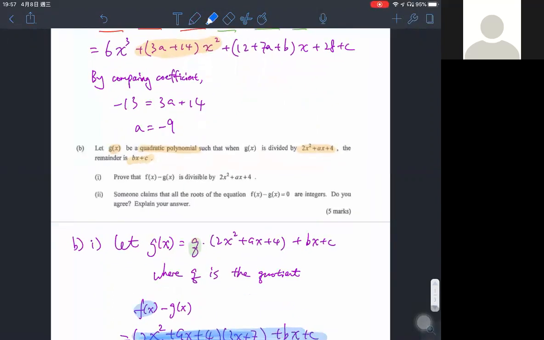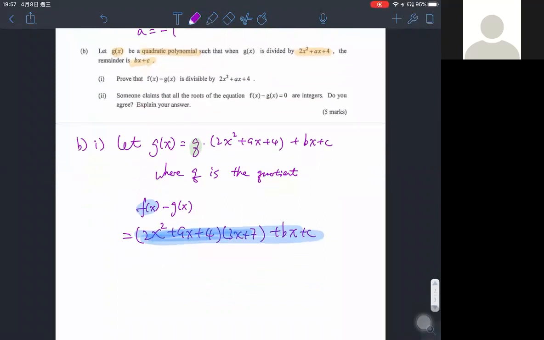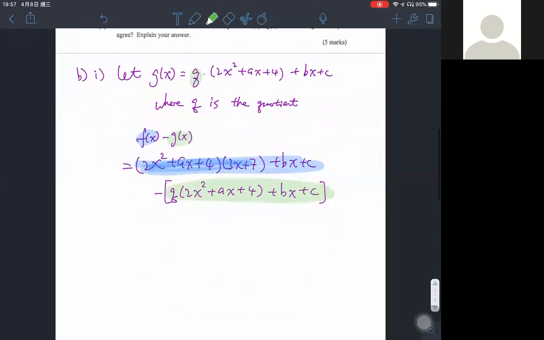Okay. However, I need to minus g(x). So minus the q times (2x squared plus ax plus 4) and then plus bx plus c. Okay, don't forget we have a bracket here for g(x). Okay, this is g(x). Okay, so this is the expression for f(x) minus g(x).